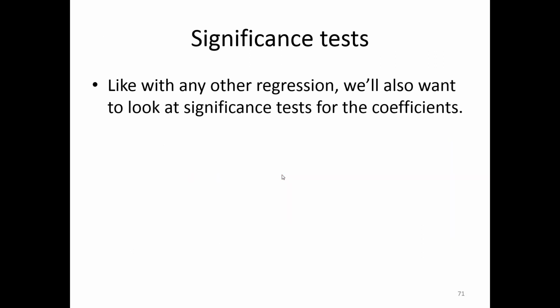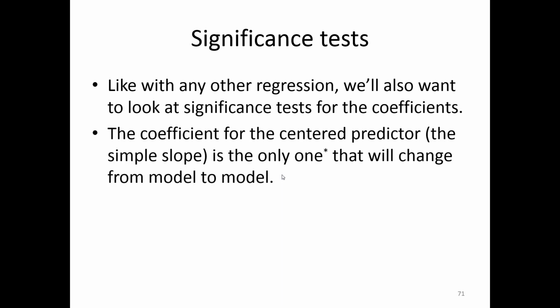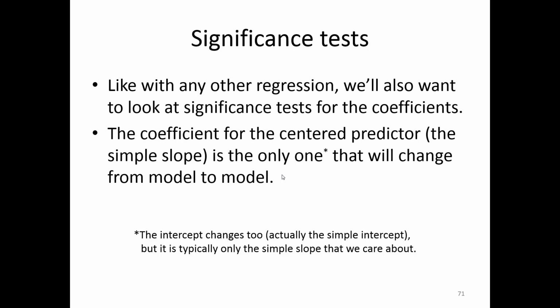So that's great. Like with any other regression, we'll also want to look at significance tests for the coefficients. The coefficient for the centered predictor, the simple slope, is the only one that will change from model to model. One caveat, it's not really the only one. The simple intercept changes too because it's still describing the 0 point, but it's typically only the simple slope that we care about. So that's really what we're interested in.